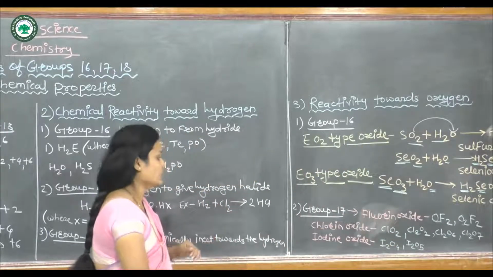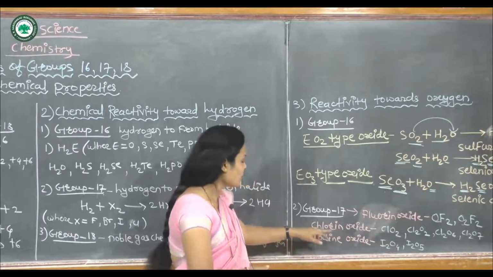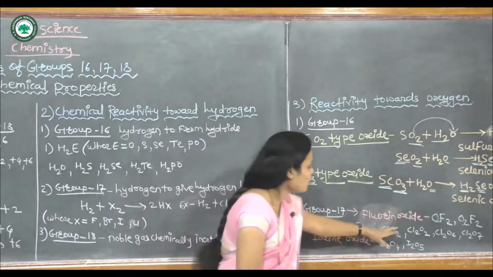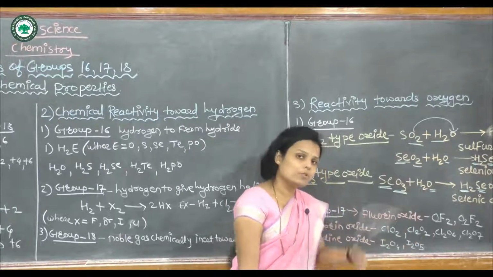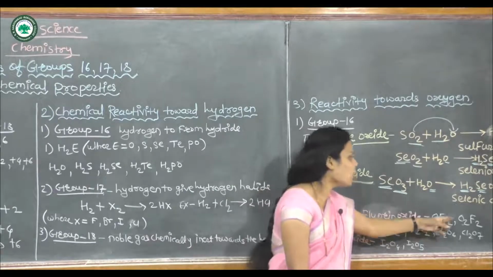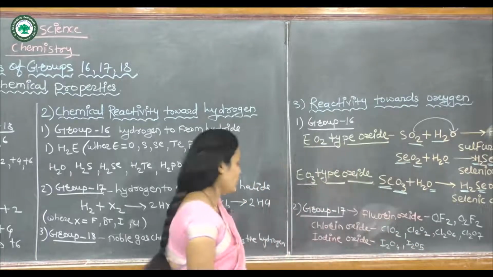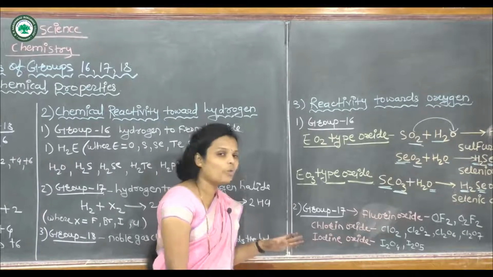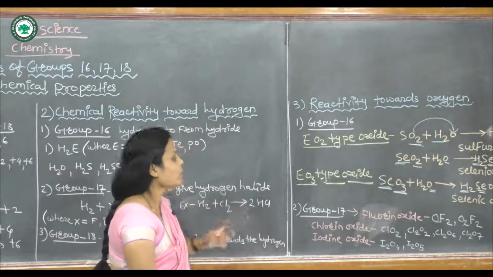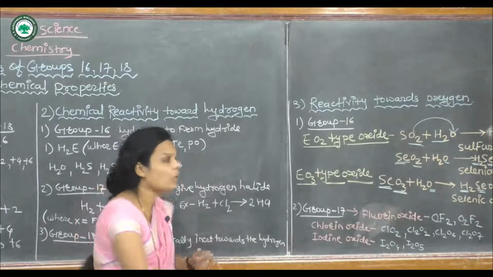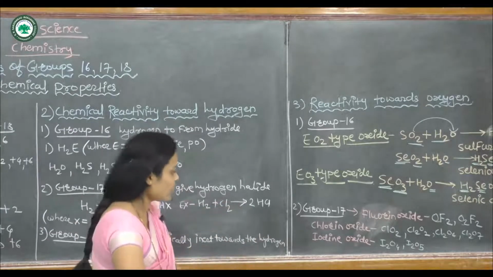Then chlorine oxide, the formation of chlorine oxide in which ClO2 is formed, then Cl2O2 is also formed, then Cl2O6 and Cl2O7. This is the formation of chlorine oxide. Chlorine reacts with the oxygen molecule and a number of chlorine oxides are formed in this reaction.